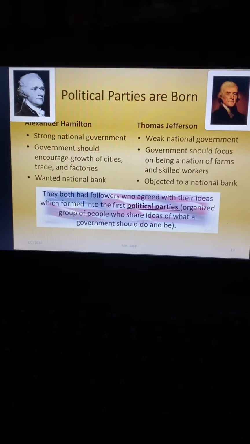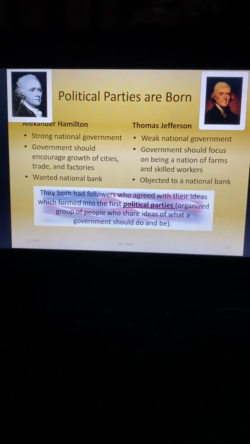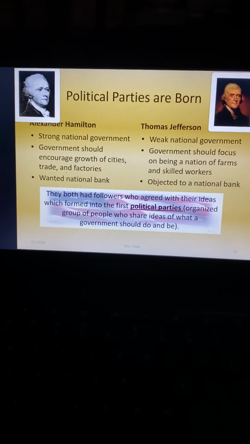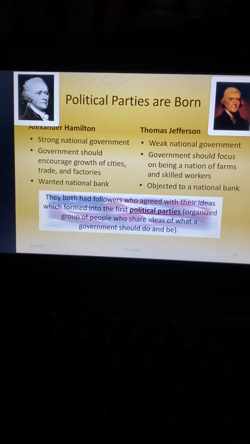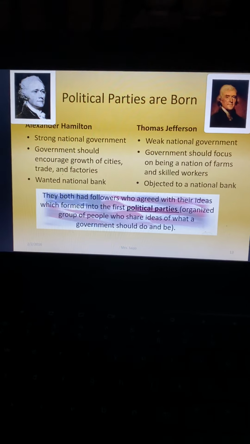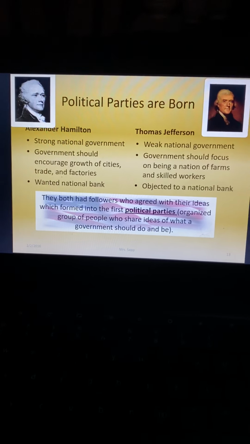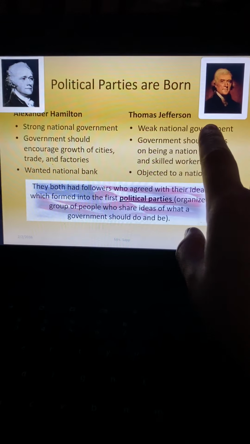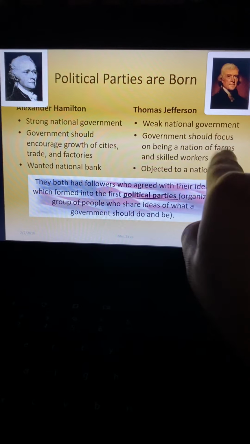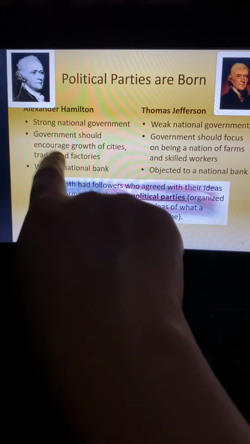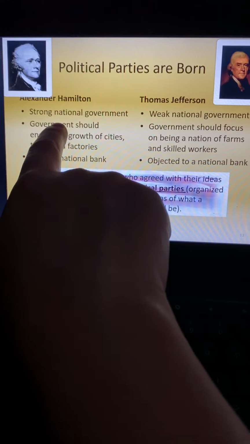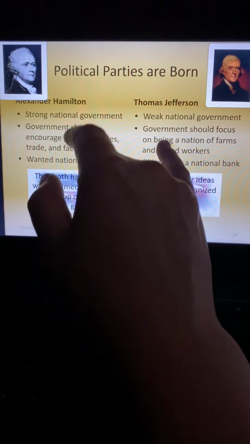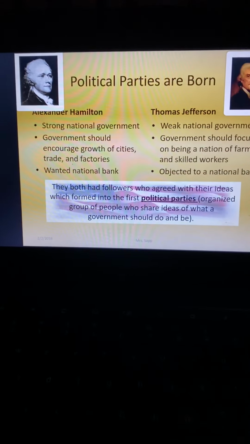And each of these men ended up having a strong following. These political parties were born where people have similar views of what the government should be doing, and then they work to try to elect their side's point of view as members of the government offices. So if there's more people that agree with Thomas Jefferson in office, then more things like this are going to happen. So these people are going to be happy. But if they can elect more people that agree with Alexander Hamilton's point of view, then obviously these things are going to start happening. And then this side's going to be happy. So it's a constant back and forth. And we still deal with this really badly today.